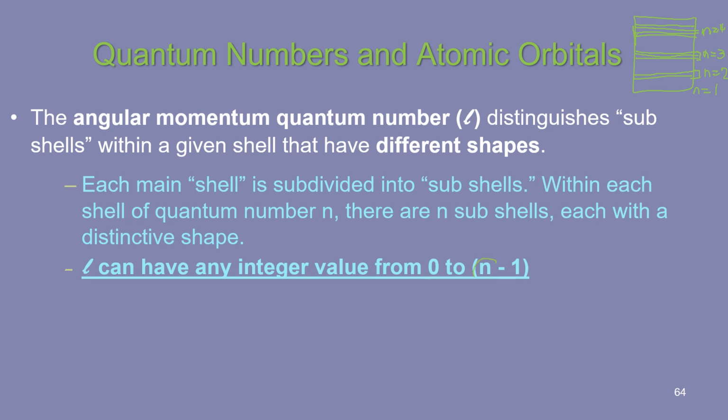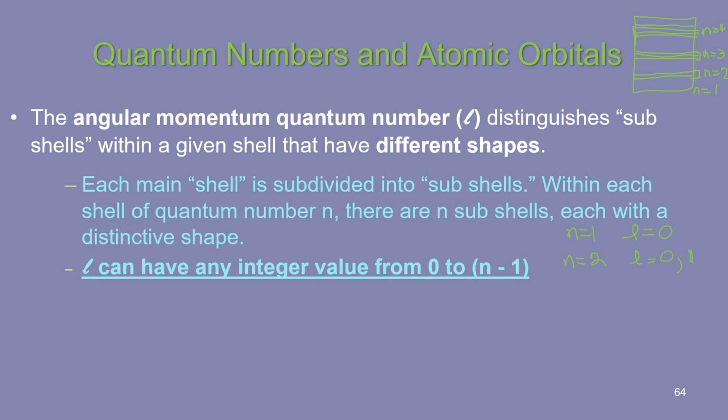So again, it will depend on what n is. Let's just go through it. If n equals 1, L can only equal 0, because it can go up to n minus 1, and if n is 1, it goes from 0 to 0, so it can only be 0. But if n equals 2, L can equal 0, because it can always equal 0, but it can also equal 1, because if I plug 2 in, 2 minus 1 is 1. Now it can't equal 2, because it has to be only up to 2 minus 1.